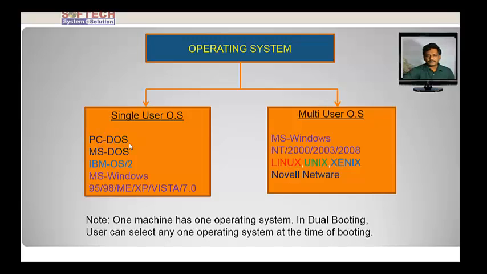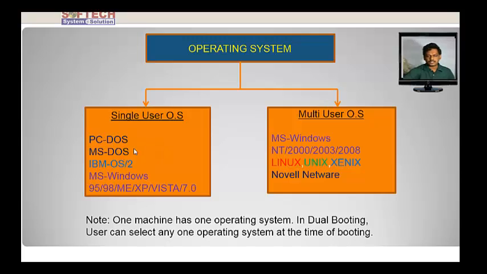Then Bill Gates started one company, that is Microsoft. First, Microsoft released the disk operating system, MS-DOS. It has some advanced features of PC-DOS. It includes PC-DOS, and also it added some advanced features. So it is the best operating system for personal computer. Then IBM OS/2. This is a graphical user interface.